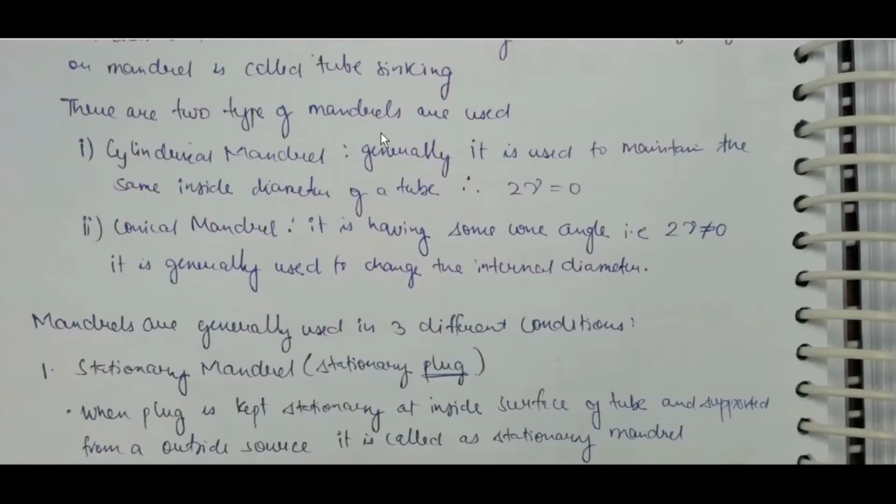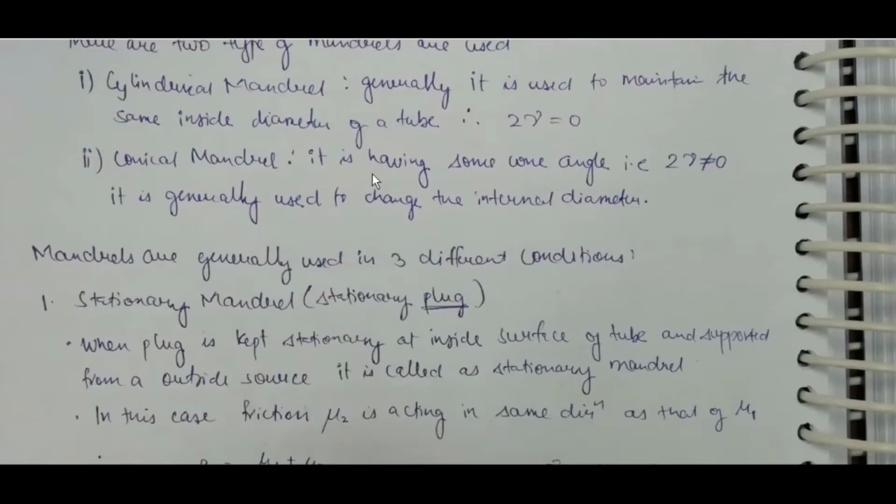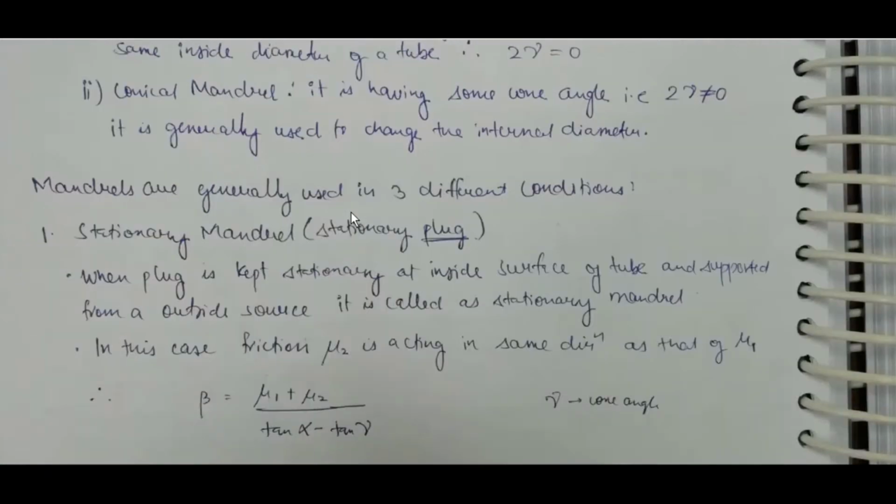There are two types of mandrels used. Cylindrical mandrel, generally used to maintain the same inside diameter of the tube, 2 gamma is equal to 0. Conical mandrel, having some conical angle, that is 2 gamma not equal to 0. It is generally used to change the internal diameter. Mandrels are generally used in three conditions.